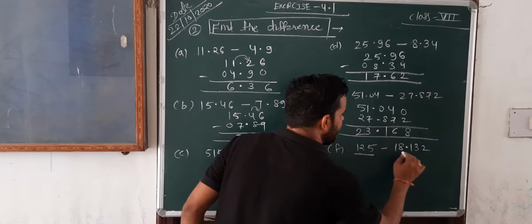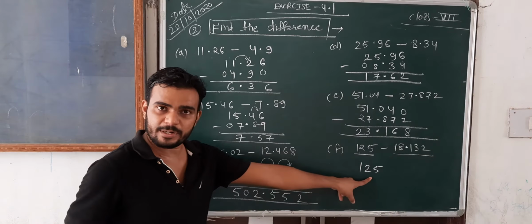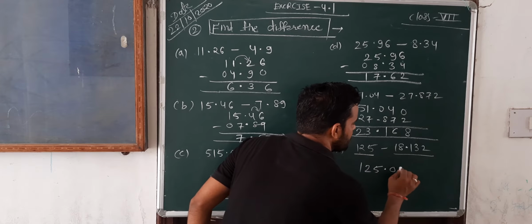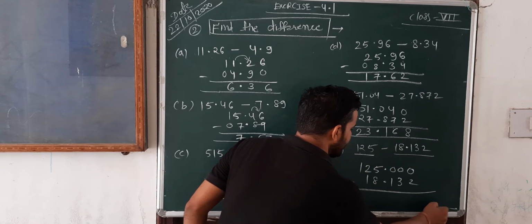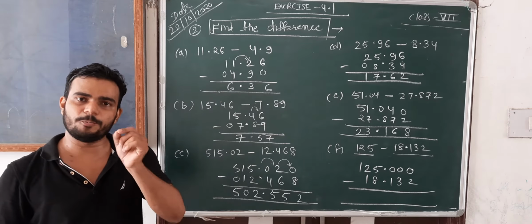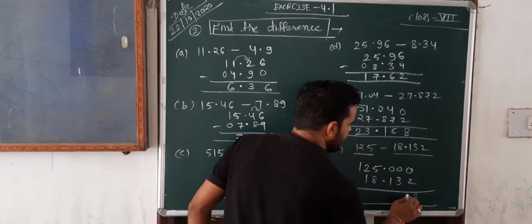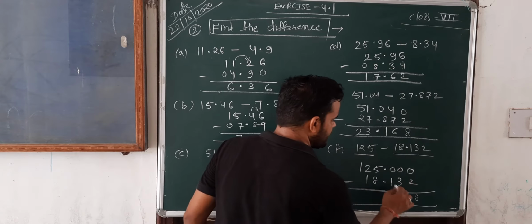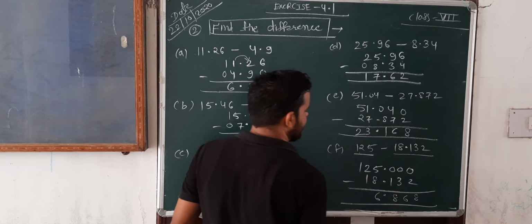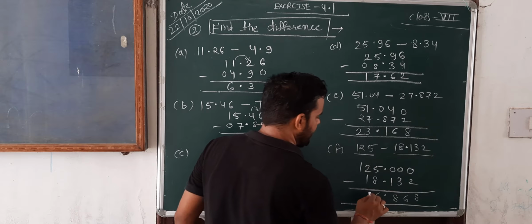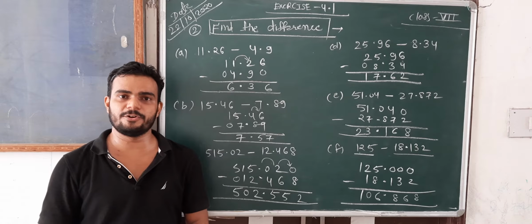Okay, so here 125 minus 18.132. So point is not there in 125, so we will put 125.000. Afterwards 18.132. Just remember one thing only, after the point you have to put the decimal. Okay, so 10 minus 2, then 8. Afterwards 9 minus 3, then 6. Afterwards here also 9 minus 1, then 8. 4 minus 8, it means 14 minus 8, then 6. Here 1 minus 1, then 0, so 106.868. Okay, so take the screenshot and write as it is in the notebook.